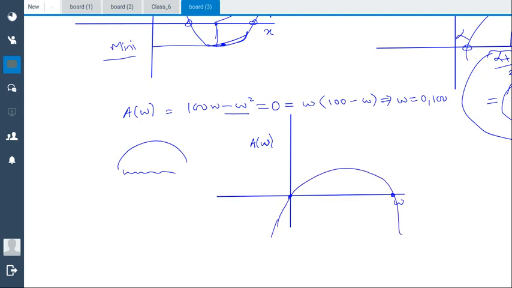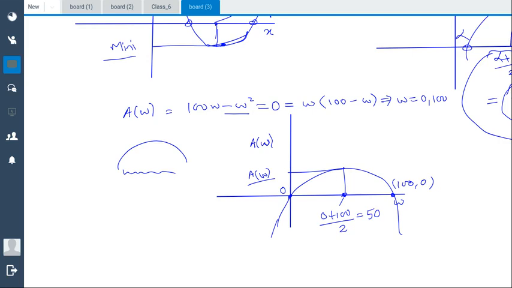Got it? And I told you, the roots are 0 and 100, I mean 100 comma 0. So at the midpoint, which is 0 plus 100 by 2, which is 50, you are going to get the maximum value of AW. Got it, my dear friends? Either you go by minus b by 2a or find the roots and take the midpoint. In both ways you can do it.